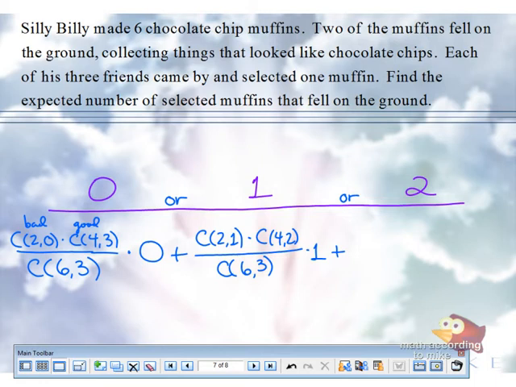Or, what's the next one? Out of the 2 bad muffins, we want 2, and out of the good muffins, 1, over, out of the 6 muffins, we're picking 3. And what's the payoff here? 2.